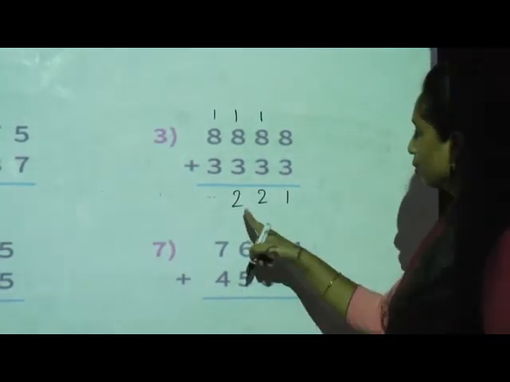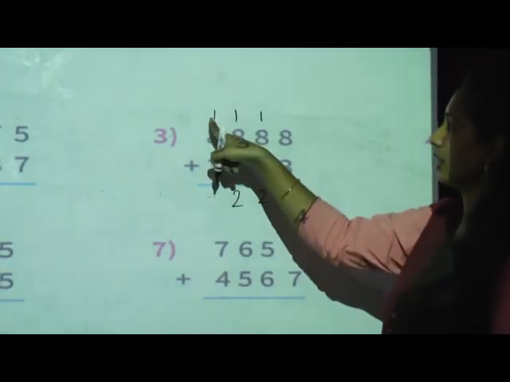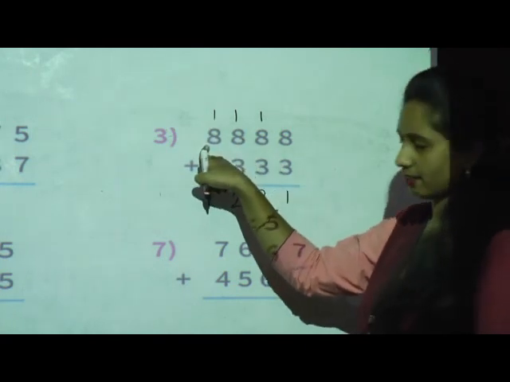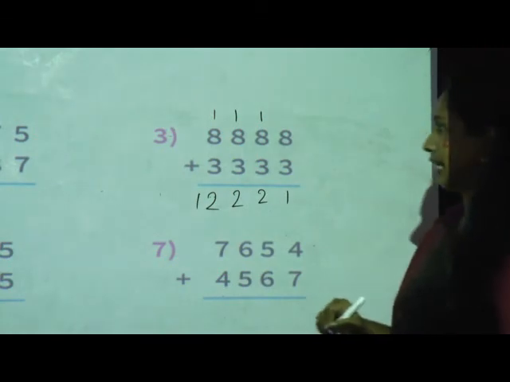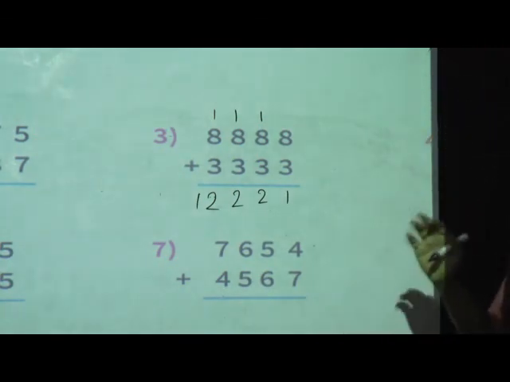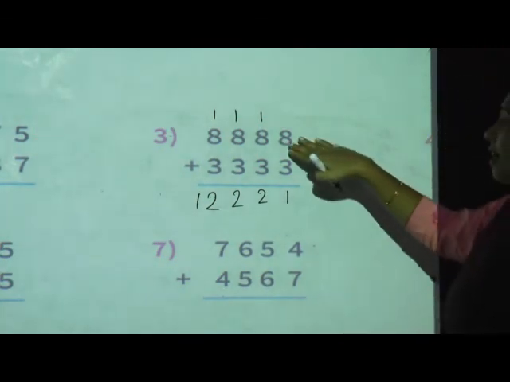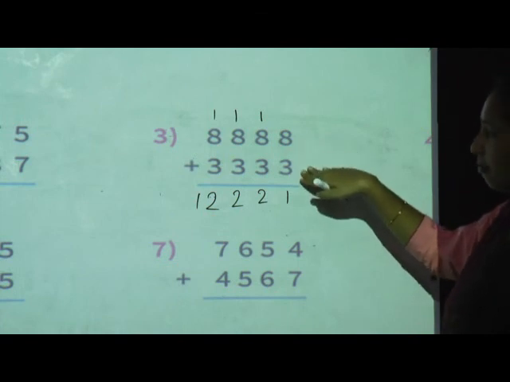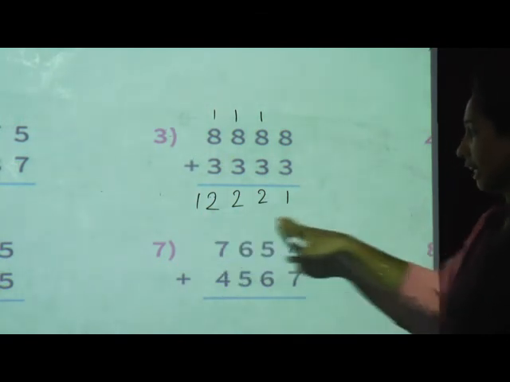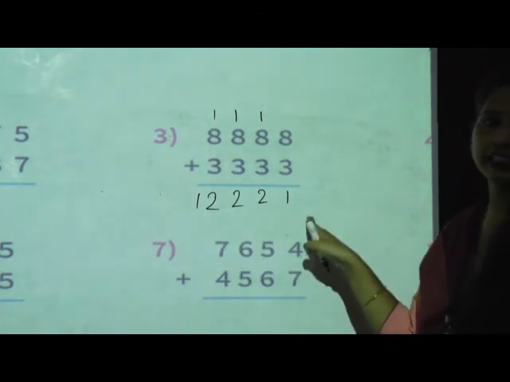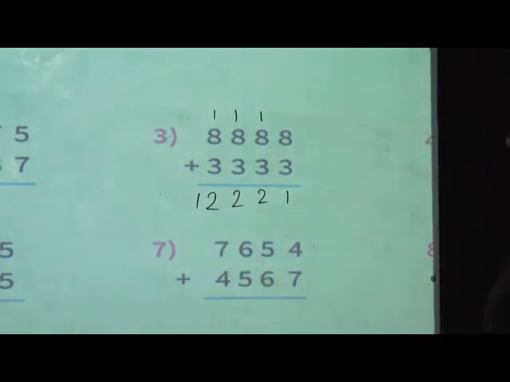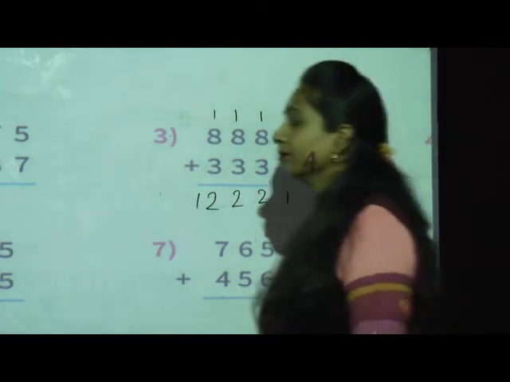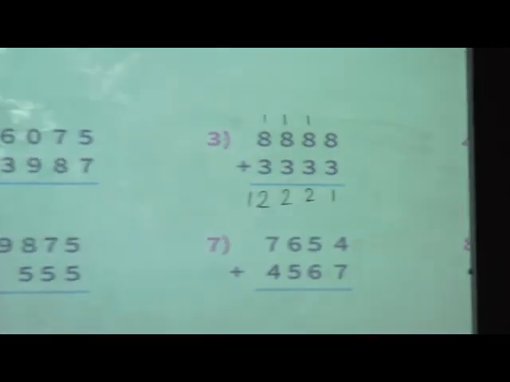1 will carry, 2 will remain in the hundreds place. Now same again, 1 plus 8, 9. 9 plus 3, 12. See, again we got the same 5-digit answer. When we add two 4-digit numbers together, we are getting the answer in a 5-digit number. The answer is 12,221. Now we will solve the 6th one for you.